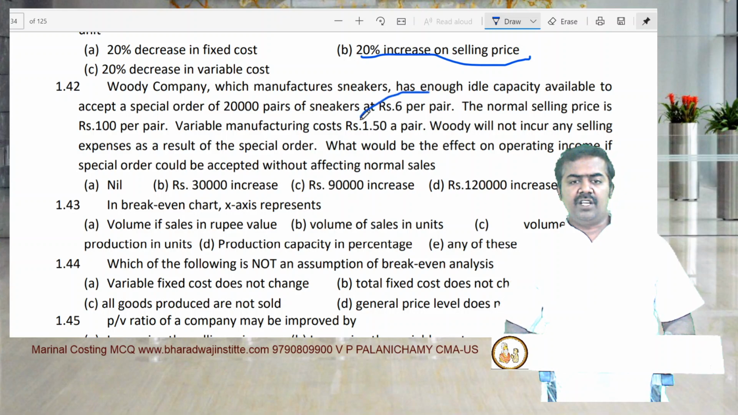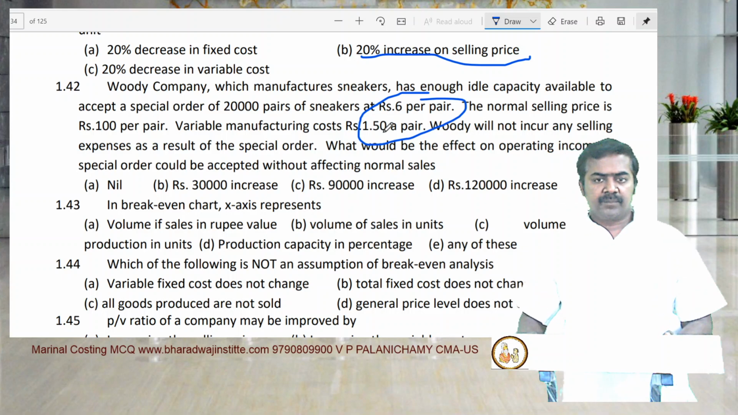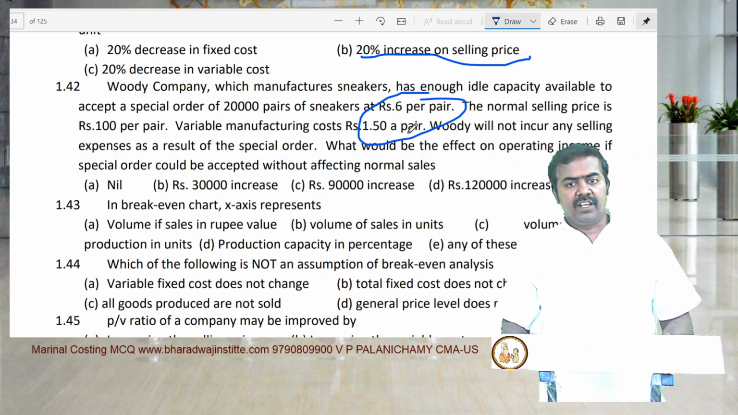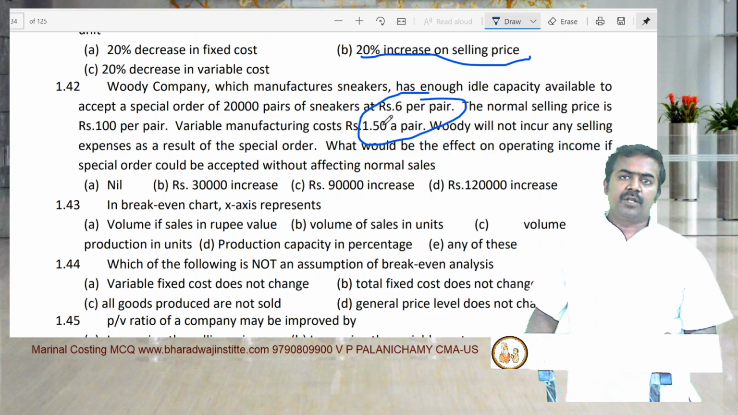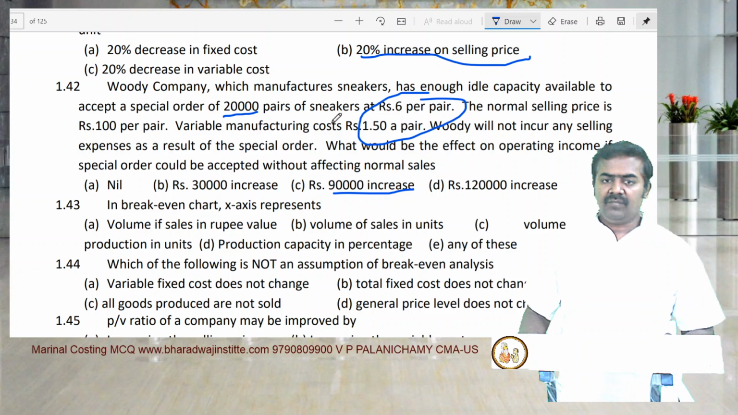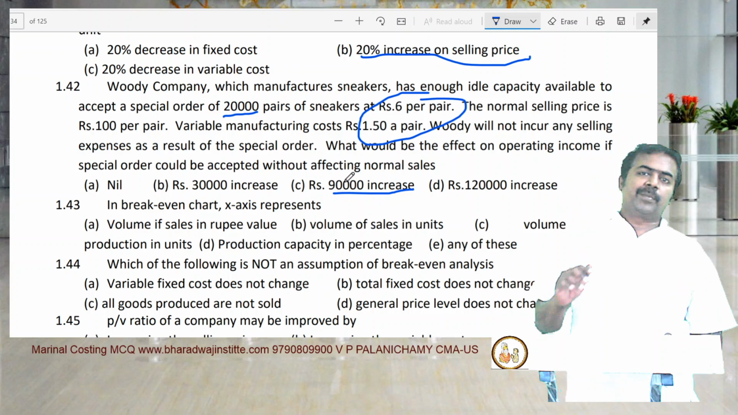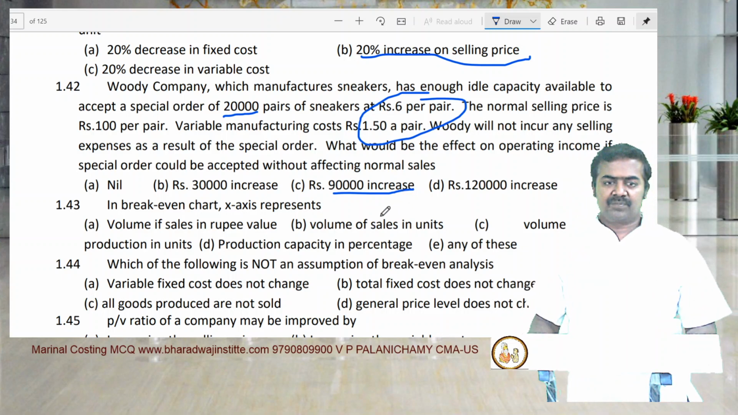Simple. When you accept the offer, your sales will be 6 rupees, variable cost will be 1.5. What is the special offer's selling price? 6. What is the variable cost? 1.5. 6 minus 1.5, 4.5 per unit you will get as contribution. So 20,000 into 4.5, 90,000 you will get as additional income. Otherwise, sales 20,000 into 6, variable cost 20,000 into 1.5, you will get 90,000 rupees contribution. It is idle capacity used, so it will not increase your fixed cost.